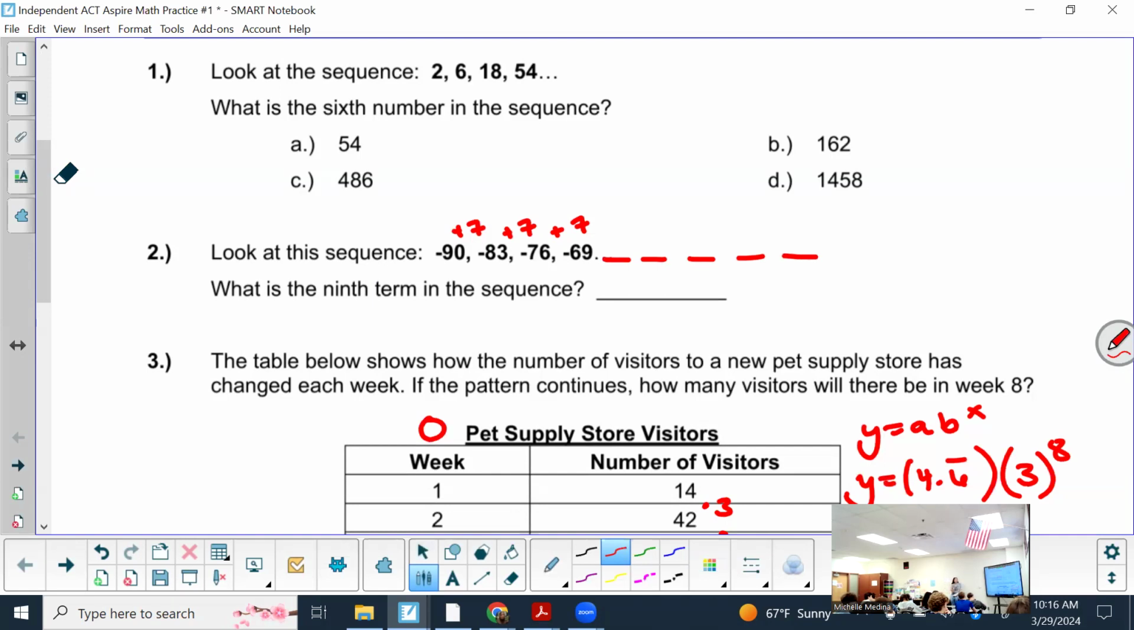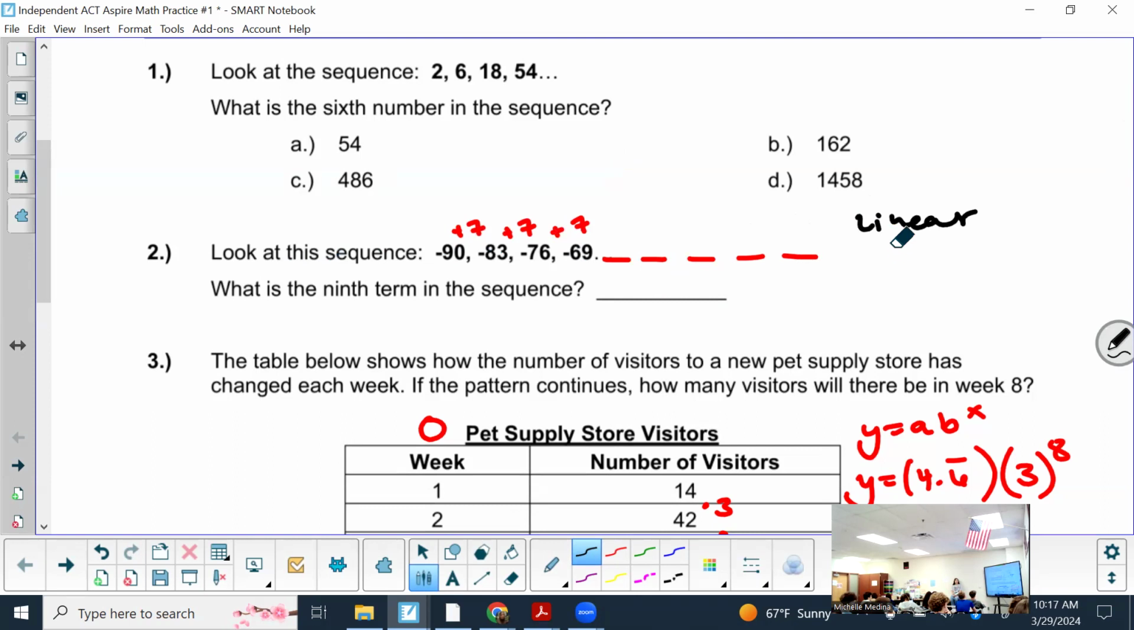So if it's adding the same amount each time, what type of function is that? Think of all the functions we talked about in 9th grade. There's linear, exponential, quadratic. Linear is if it's adding the same amount. Exponential is if it's multiplying the same amount each time. So since it's adding 7 each time, that's going to be linear.